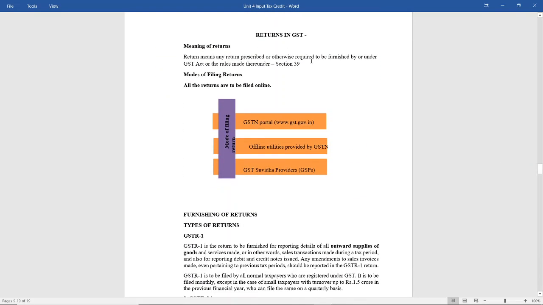Next, returns under GST. Obviously, once you are registered under GST, you need to file returns. There are different kinds of returns under GST. What are the modes of filing returns? Either you can file the return by directly going to the GST portal, the common portal we know, that is www.gst.gov.in, or you can use offline utilities also provided by the GST Network, or you can take the help of GST Suvidha Providers who will help you file returns on your behalf.